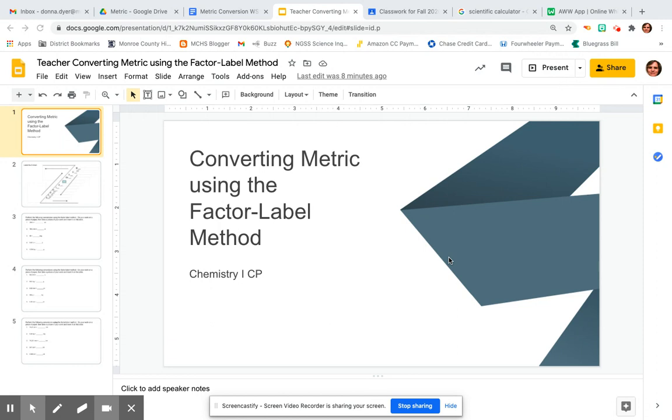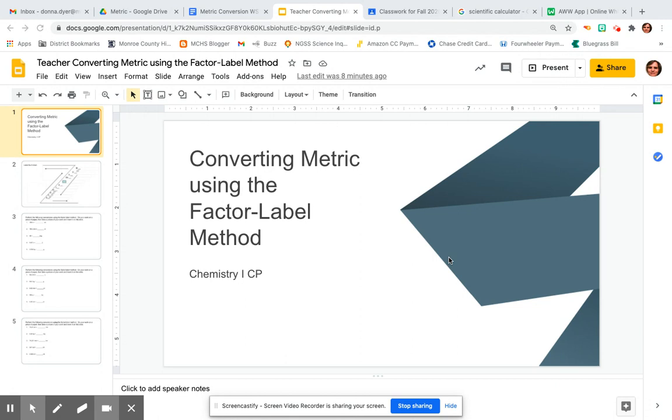This unit, we're going to be doing stoichiometry, and we'll talk more about what that is a little bit later, because before we do that, we've got to learn how to do what we call the factor label method. So I'm going to be showing you today how to make metric conversions using the factor label method, just to help you learn how to do the factor label method.